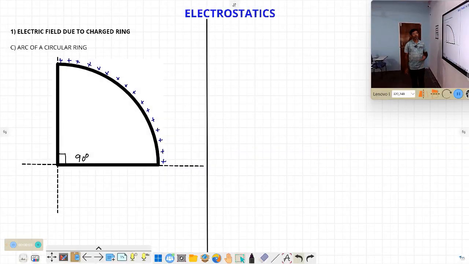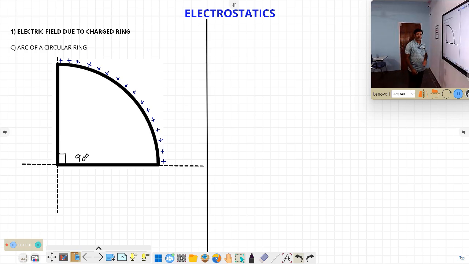Hello students, last class we completed the electric field due to a charged ring, in the case of a complete ring and in the case of a semicircular ring. Now in this class we will complete one more application, the last one, that is an arc of a circle which makes an angle.